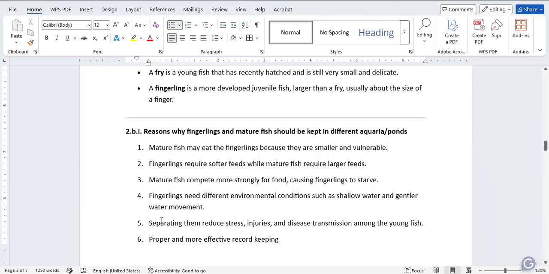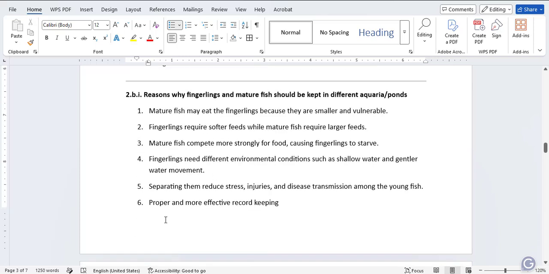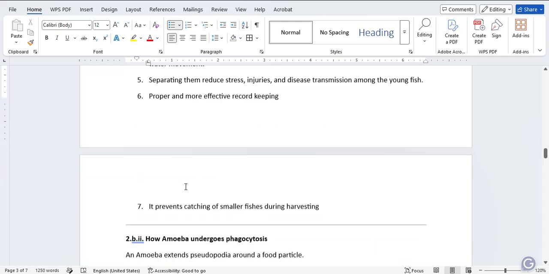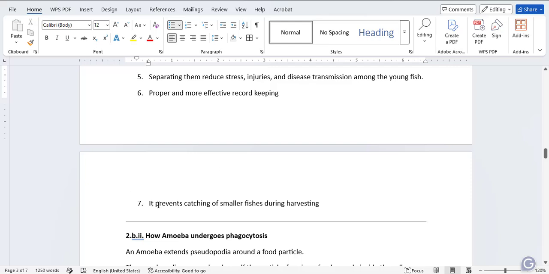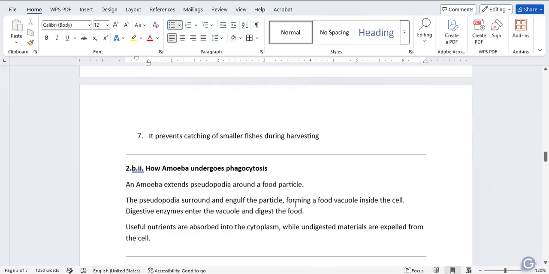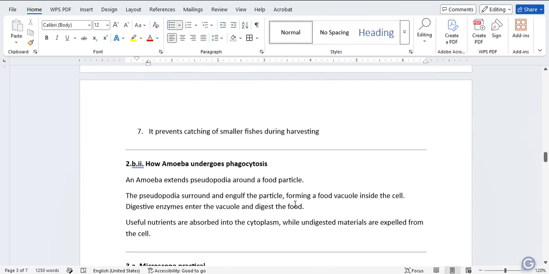Separating them reduces stress, injuries, and disease transmission among the fish, and allows more effective record keeping. Effective and efficient record keeping. It prevents catching of smaller fishes during harvesting. Alright, so those are some of the reasons to give, I think, two or three or so.